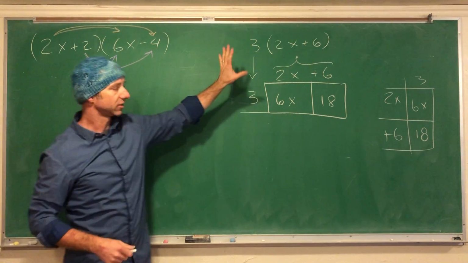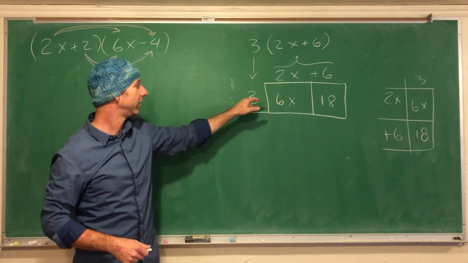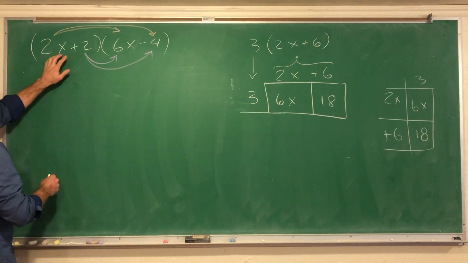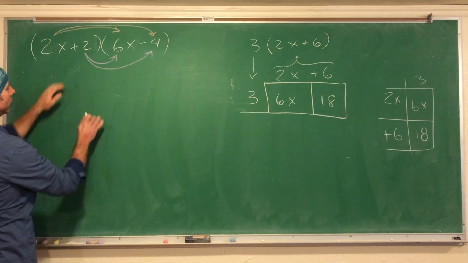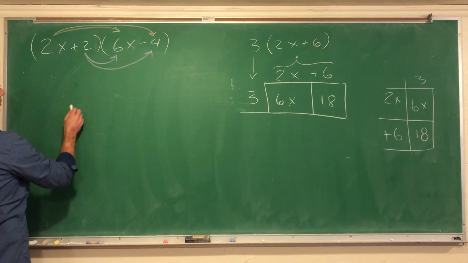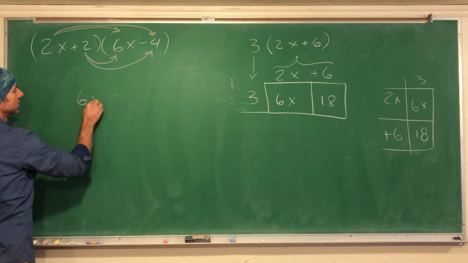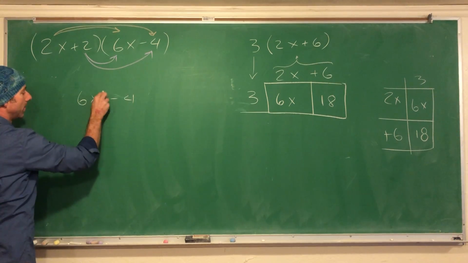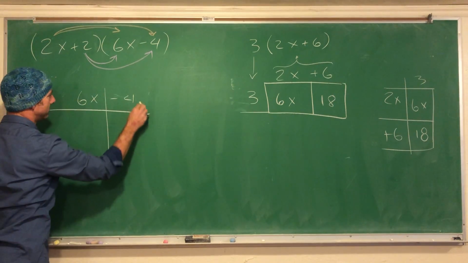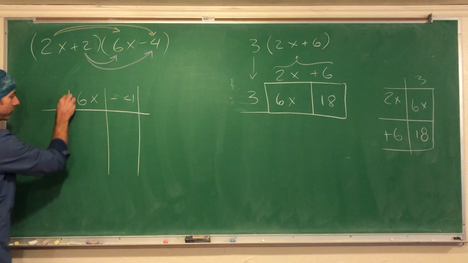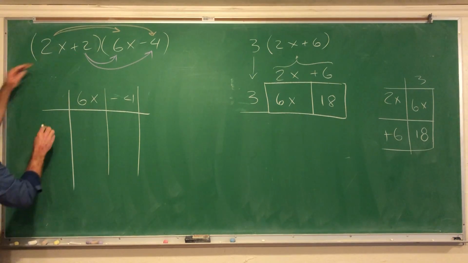So we're going to use basically the same as this, but a little different. So one of these goes up on top and one goes along the side. So let's take this guy, 6x minus 4. And over here, 2x plus 2.